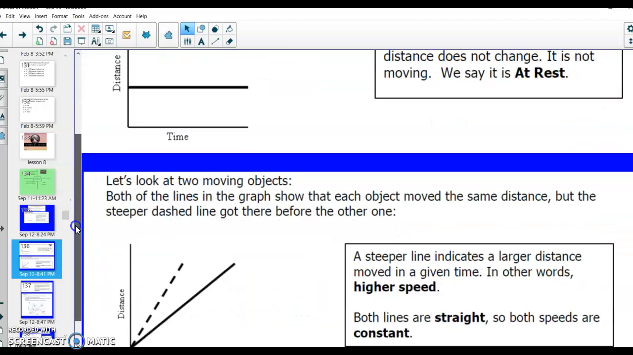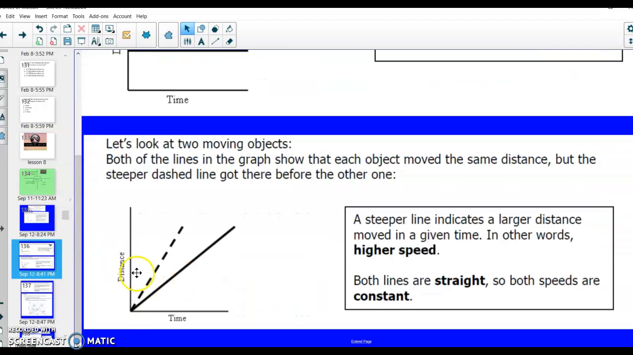Now we're going to look at two moving objects. We see that the steeper incline right here shows us that it is going further away from the origin in a shorter amount of time than this one right here. Because if we look, you see that right here, with this amount of time, you can see where each of them are at. We have one located this far, and then we have the other one that's this far from the origin.